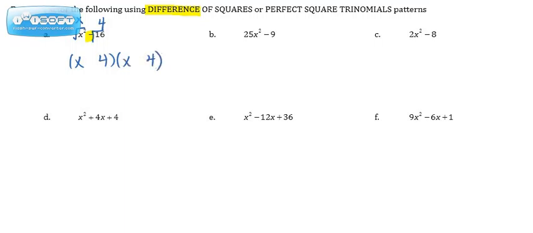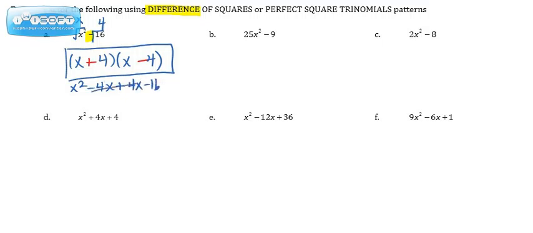And remember, when we want no middle terms, this means that our middle signs, the plus and minus, have to be conjugates of each other. So that's what it factors to. Now if you want to double check your answer, remember we can FOIL it back, so we get x squared minus 4x plus 4x minus 16. Middle terms cancel, and again I'm left with x squared minus 16, which is what I began with.